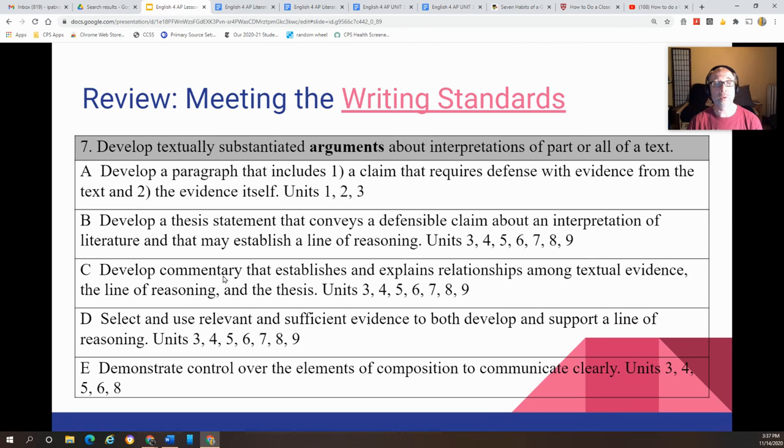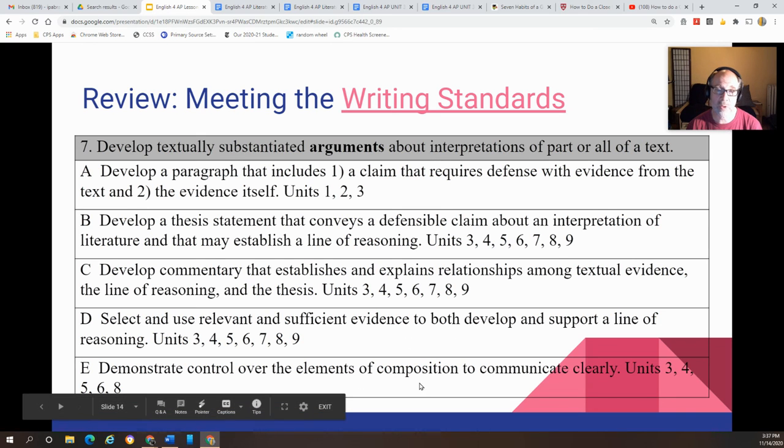So when I say develop commentary, I'm talking about those words like affectionate. I have not just quoted from the text, and I have not just summarized it or made general statements. I've very clearly shown how the words that I chose establish what I am saying about the text as a whole, and then select and use relevant and sufficient evidence and so forth. Of course I did that.